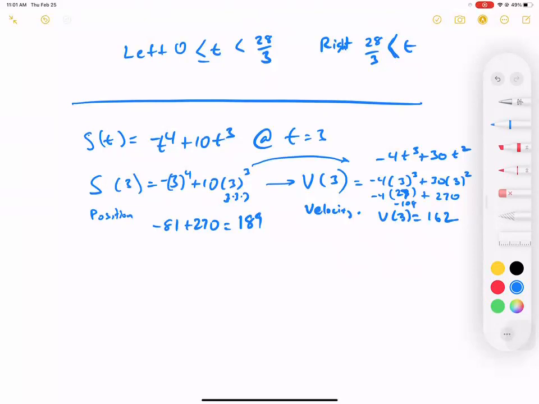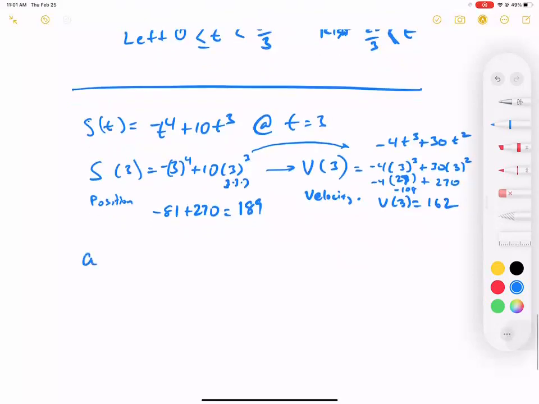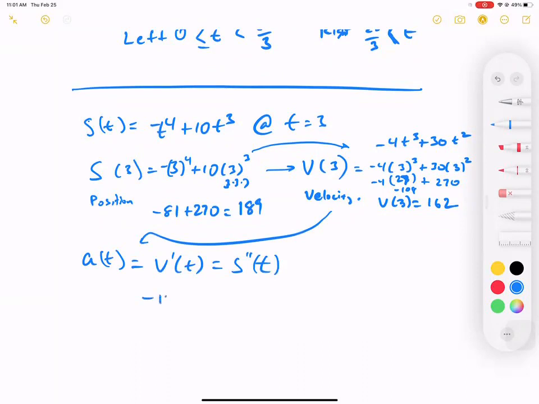Now if I ask you a follow-up question, what is the acceleration? Well, we said the acceleration is related to the velocity by just taking another derivative. So this is the derivative of velocity, or if you want, we can say this is the second derivative of position. They're totally related. So you can start from position, though I hope you don't, since we have velocity already. So the derivative of velocity is negative 12 t squared plus 60 t. Oh, dang it. I said x's. I meant t's.